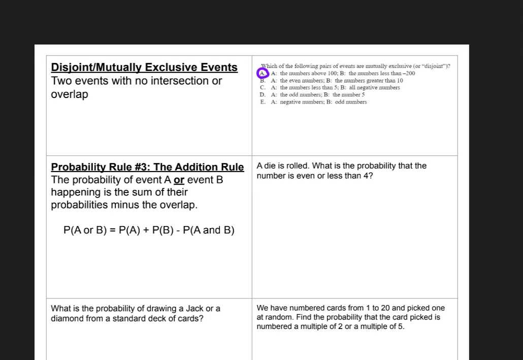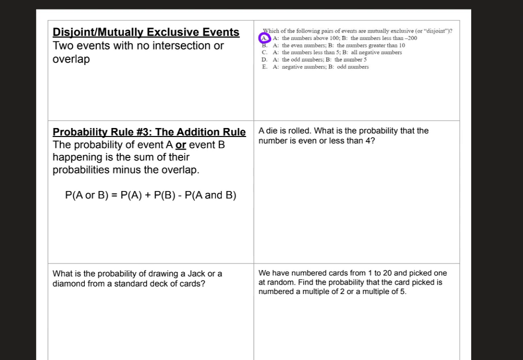Okay, so the reason that rule is important is because we use it in the addition rule. The addition rule states that the probability of event A or event B happening is the sum of their probabilities minus the overlap. So we need to be able to identify the overlap in order to use the addition rule. In symbols, the probability of A or B is the probability of A plus the probability of B minus the probability of A and B. This last part is going to be whatever the overlap is. If two events are mutually exclusive or disjoint, that overlap would be 0. So really you would just be adding the probability of A plus the probability of B.